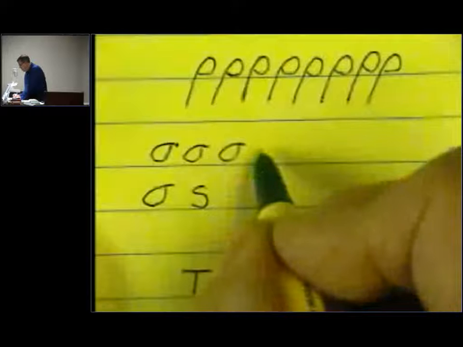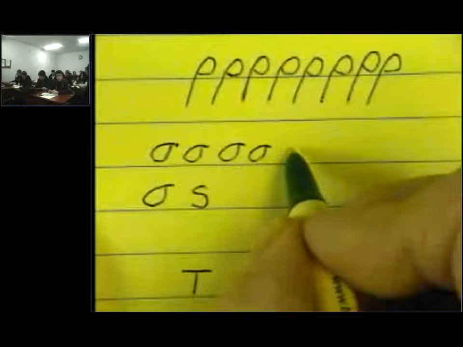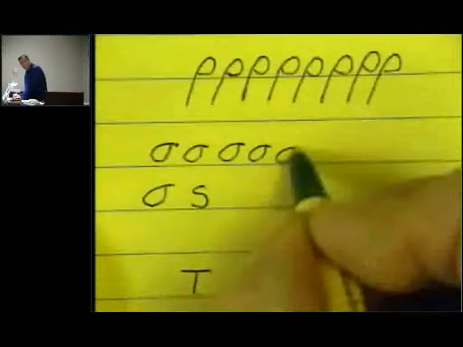Now sigma. Everybody, sigma. Okay, this one is at the beginning or the middle of a word. And this one is at the end of a word. So, if it's at the beginning or the middle of a word, we write the sigma like this. We start, make a circle, and leave a little space. We leave a little left over.